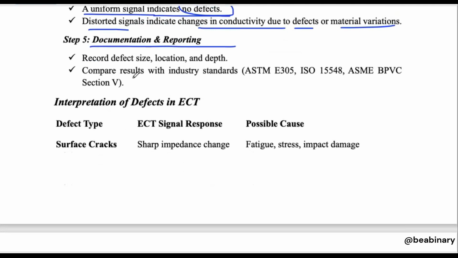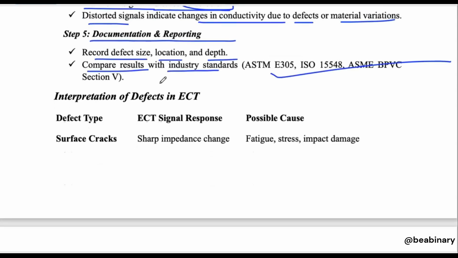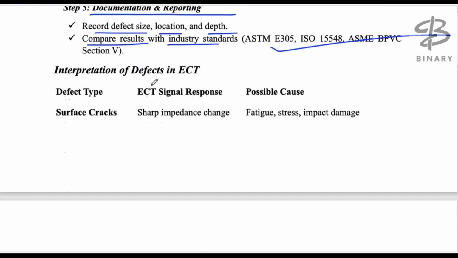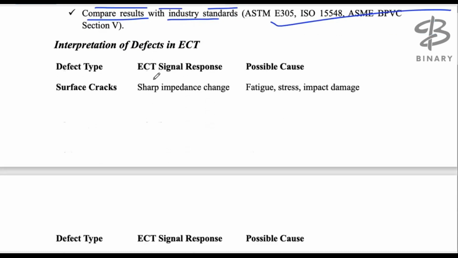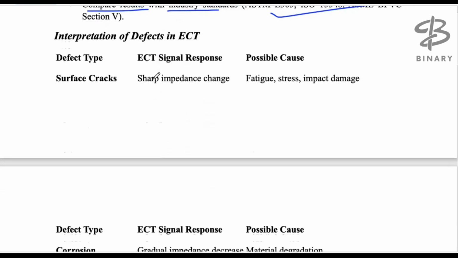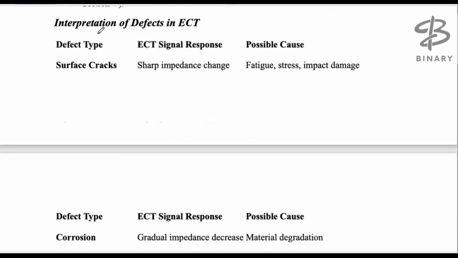Documentation and reporting: record the defect size, location and depth, and compare with the industry standards. We must compare so that we can decide whether our product is able to go into the market or not. If it does not meet the standard, then we can make corrections over the defect, and then we can make the product usable, after providing the corrective measures or actions.